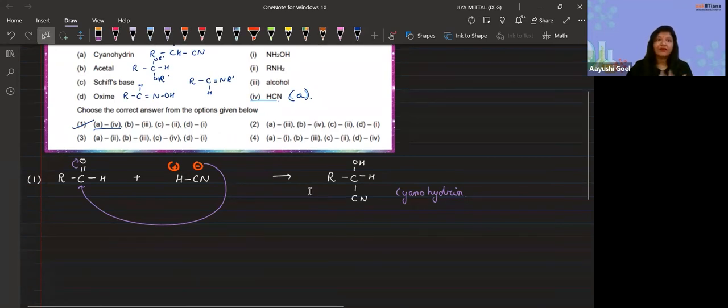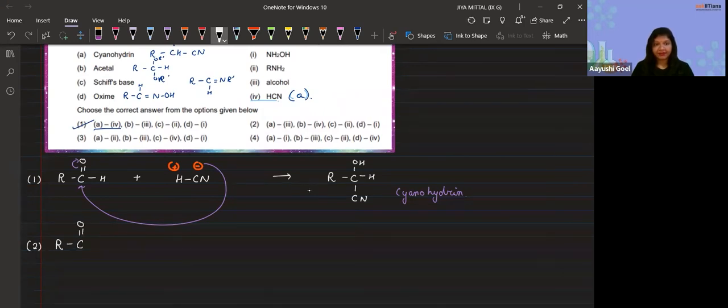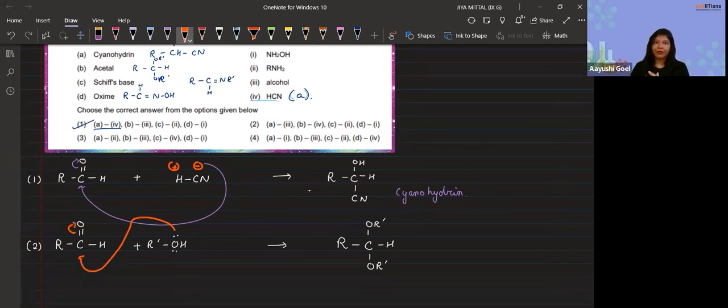Let's go with the second part, how we form the acetal. In the formation of acetal, you start with an aldehyde and you require the formation of OR dash. This can only be prepared when you have an alcohol group, R dash OH. When this group attacks here, there will be movement and hence you will get the acetal as the product.